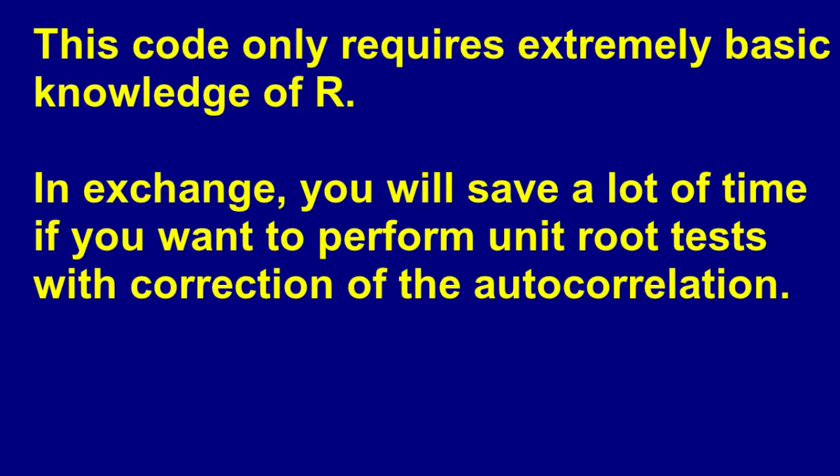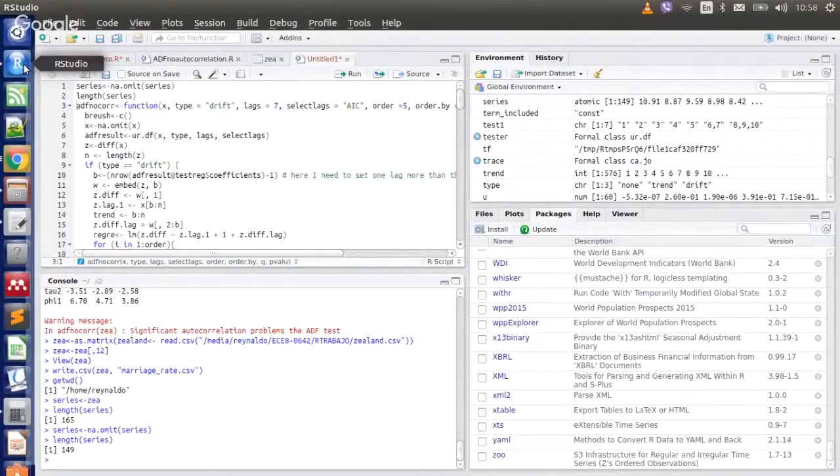Hello everyone. If you are watching this video, very probably it is because you know that if there is autocorrelation in the specification of the Augmented Dickey Fuller test, the result of the test will be biased. This video will only explain how to use the code that will account for the issue of the autocorrelation. I mean, we'll add more lags until the autocorrelation disappears.